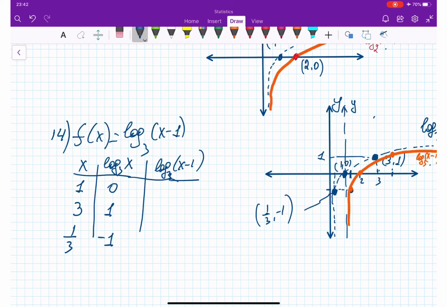So the coordinate of x is going to be, I'm going to move every single coordinate by +1. It's going to be 2 and 0. It's going to be 4 and 1. It's going to be 1 and 1/3, comma, -1. These 3 points, because x is changing by 1. Okay, next one.